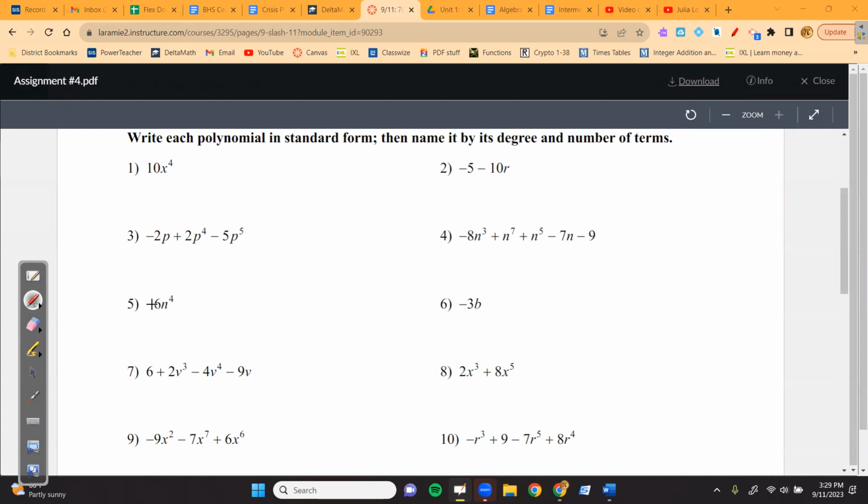How would I write that in standard form? Trinity, it very much already is in standard form. So I can skip that part of the problem. And what would I classify this as? It is a quartic. Keep going. Monomial. It is a quartic monomial. Jackpot.